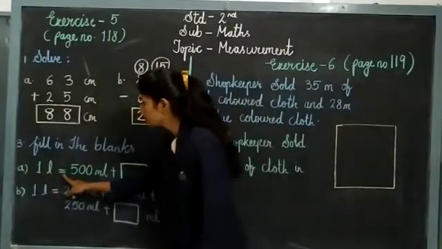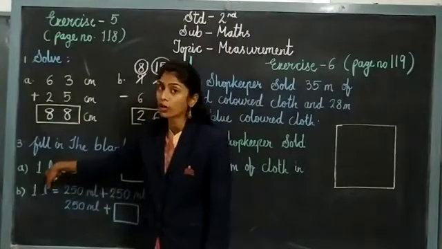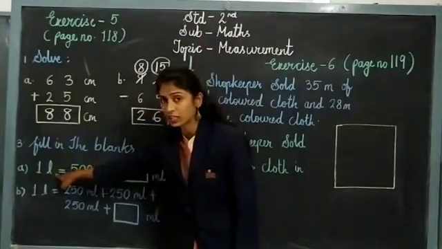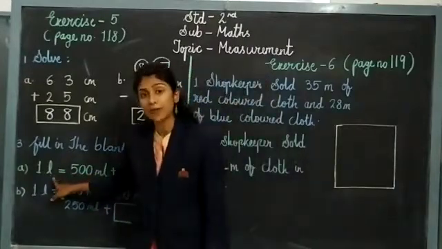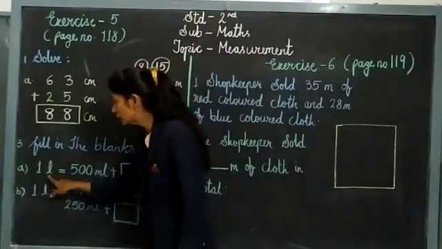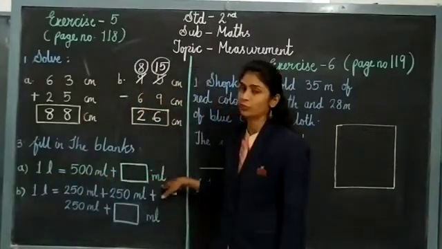1 liter is equal to... now this is the capital L, and L denotes what? We use L for liters. Now liters are given, so which quantity are we measuring? We are measuring the capacity. So 1 liter is equal to 500 milliliter plus dash milliliter.